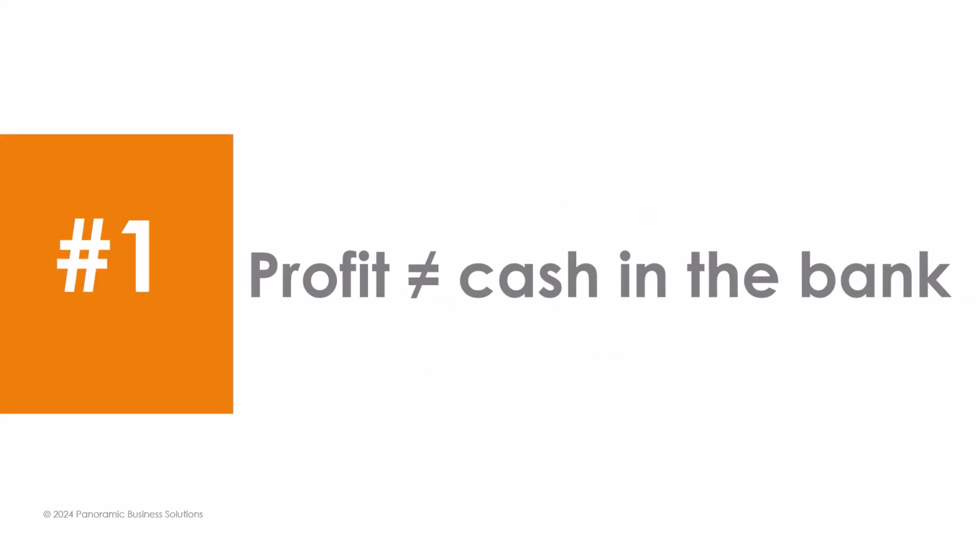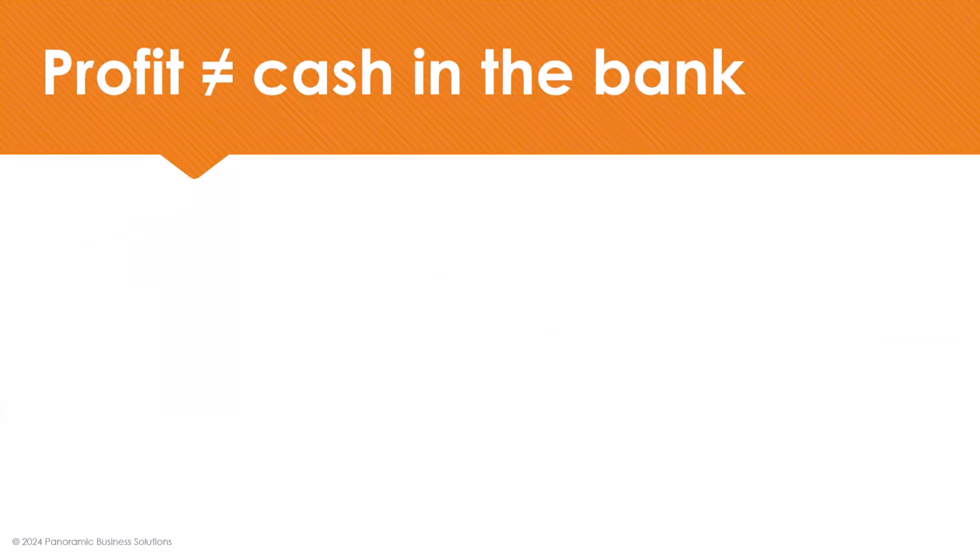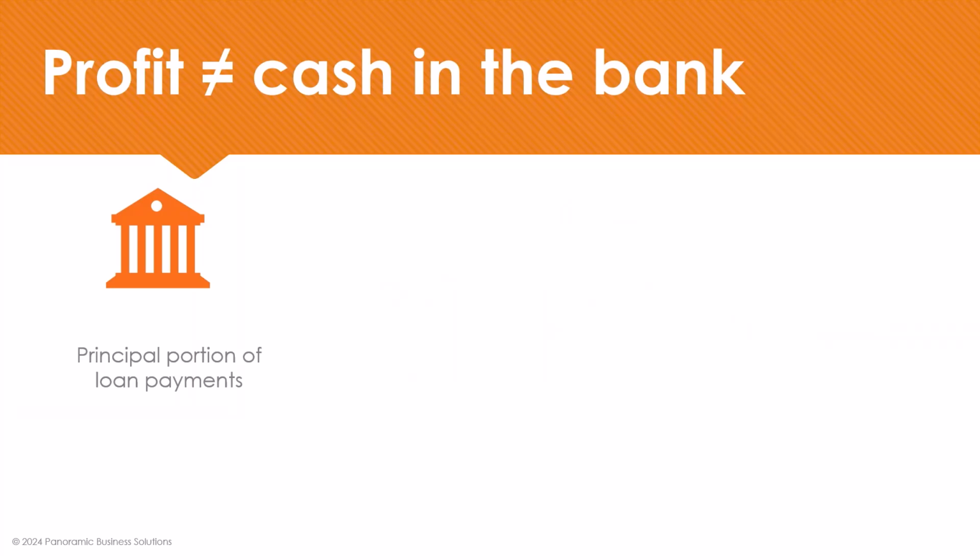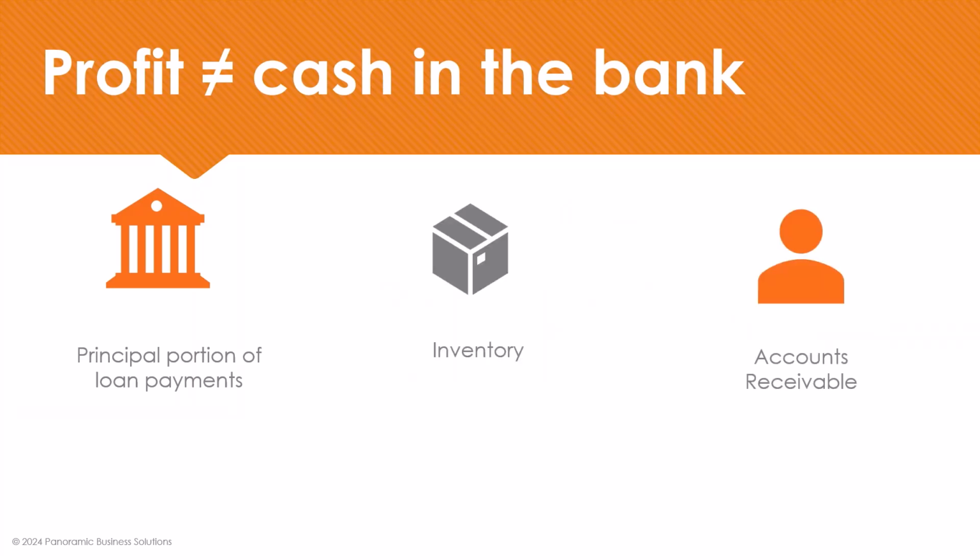The first money problem that you cannot see on the profit and loss statement is profit does not equal cash in the bank. Profit does not equal cash flow. So the profit and loss statement does not report things like the principal portion of the loan payments, when you replenish inventory, or when a customer buys from you today but pays later through the accounts receivable process.